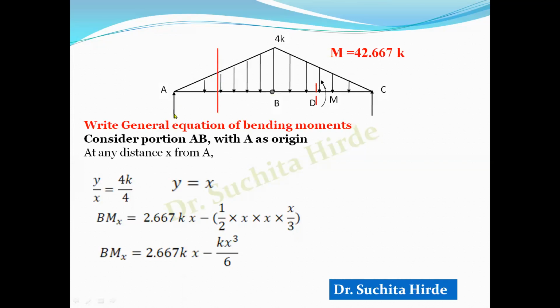So bending moment is equal to this RA into distance. RA is 2.667 K into x minus this small triangle multiplied by its distance of CG from the section. So area of triangle is half base into height multiplied by its distance, that is 1/3 of the x. If you simplify this, you will get this equation as a general equation of bending moment for portion AB. Similarly, we can write general equation of bending moment for portion CD and for portion DB.